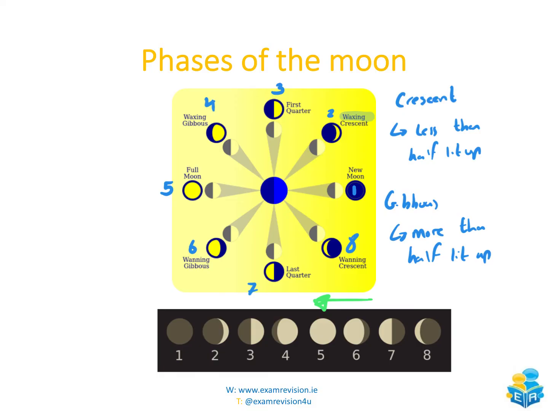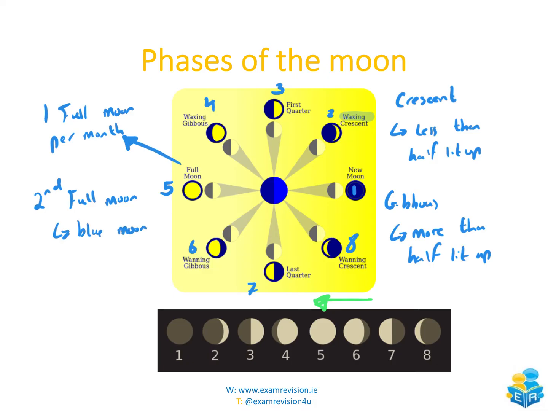Now, one thing to keep in mind, generally we will have 1 full moon per month. Per calendar month, that is. Say once in January, once in February, once in March. If we get a second full moon in the same calendar month, that's referred to as a blue moon. It doesn't actually mean that the moon is blue. It's just the term that's used for the second full moon in one calendar month. It doesn't happen all that often, but it is important to know.